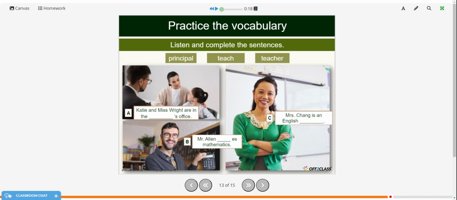All right, we'll do the same thing again. Listen. Katie and Miss Wright are in the principal's office. Mr. Allen teaches mathematics. Mrs. Chang is an English teacher. Okay, so Katie and Miss Wright are in the principal's office. Mr. Allen teaches mathematics, and Mrs. Chang is an English teacher.